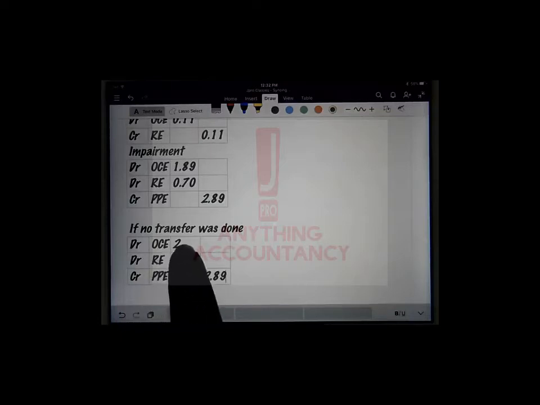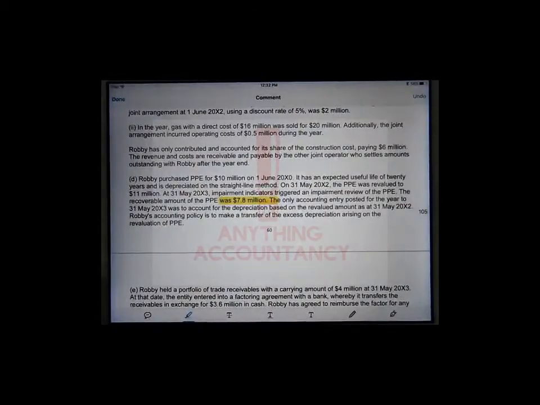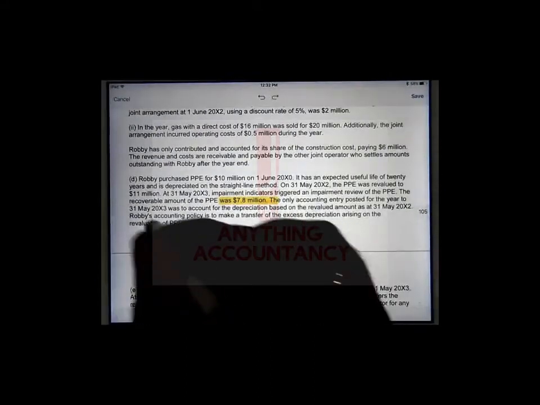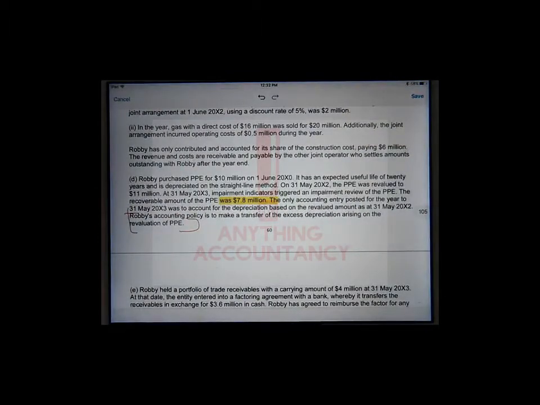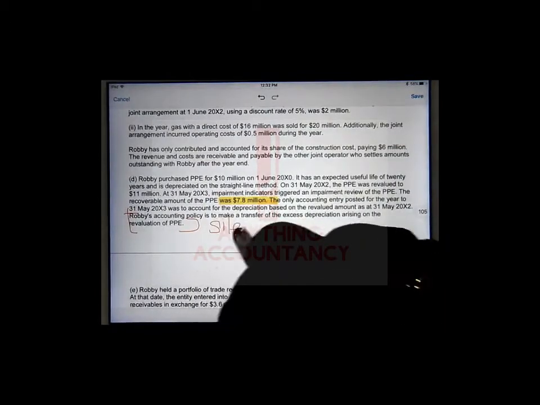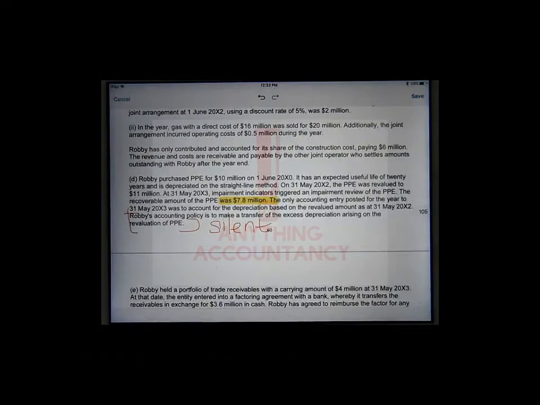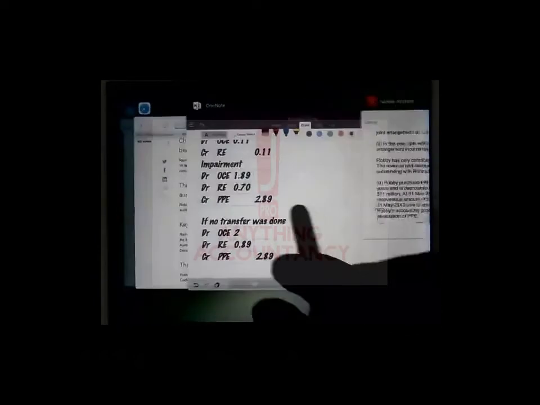You know how to get the 2, no? Transfer of what, sir? Policy. It's IAS 16. Robby's accounting policy is to make a transfer of excess depreciation arising on revaluation. This is a policy statement. If this policy is there, then first answer. If this policy is not there or is silent, if it never says, then second answer. Are you clear now? So, good answer.